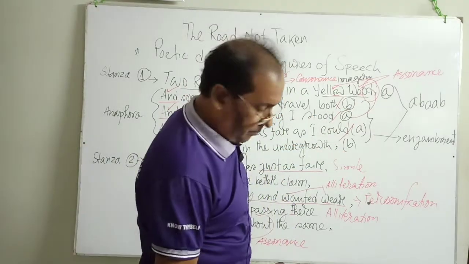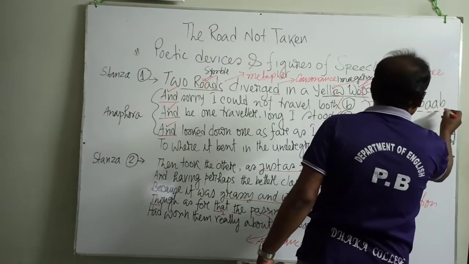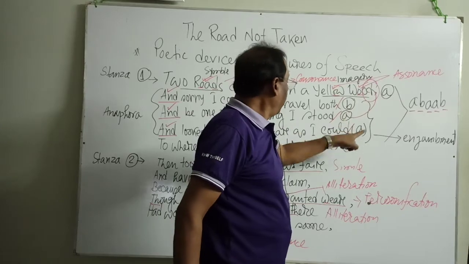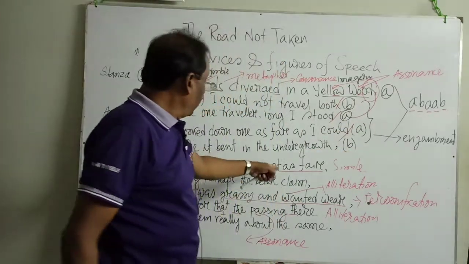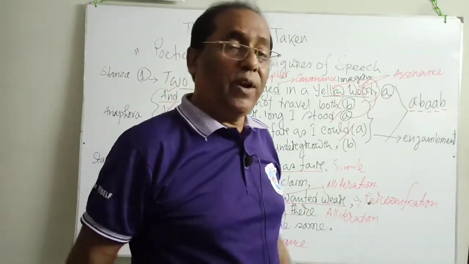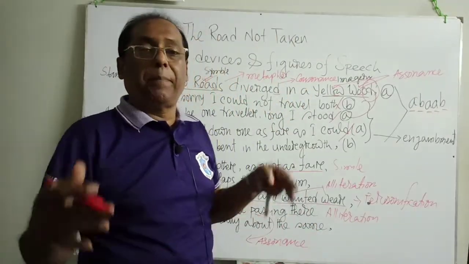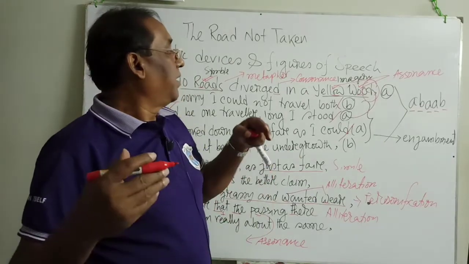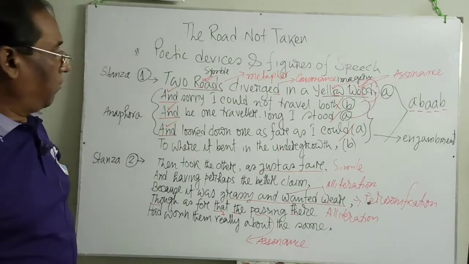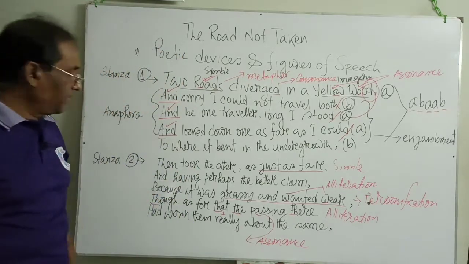So what is the rhyme scheme? The rhyme scheme of this stanza is A, B, A, B. And the second stanza maintains the same rhyme scheme. In fact, all the four stanzas of this poem contain the same pattern of rhyme. That is A, B, A, B. My dear students, now let us discuss the second stanza.